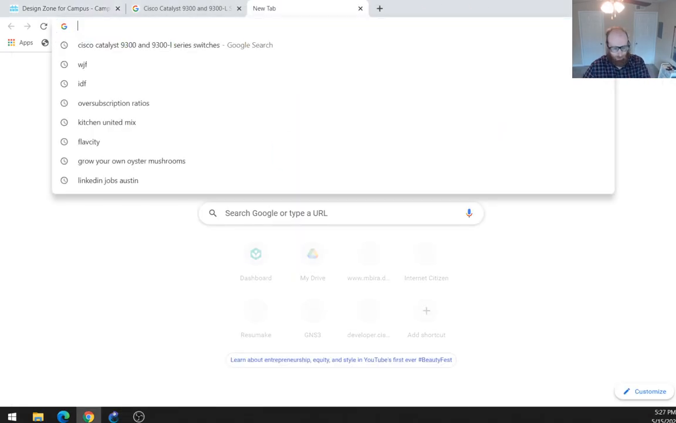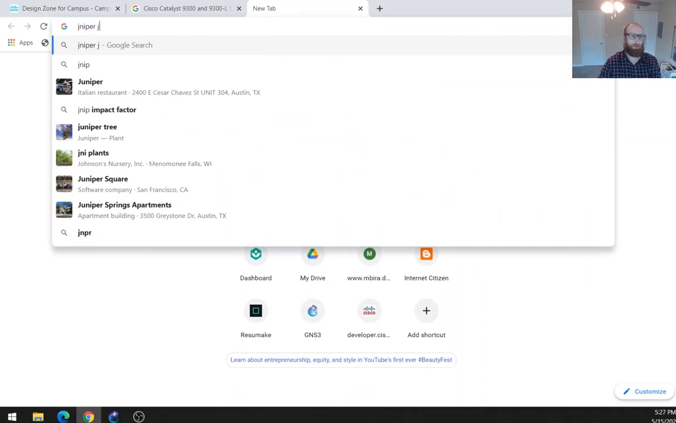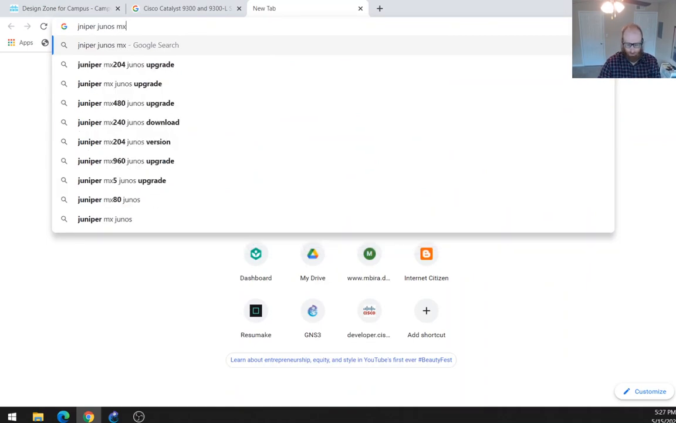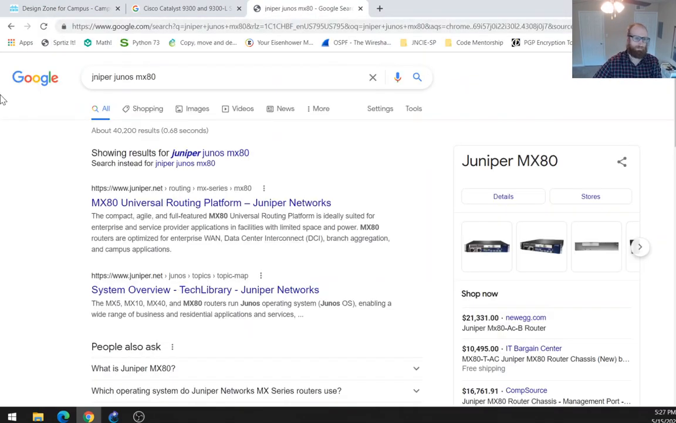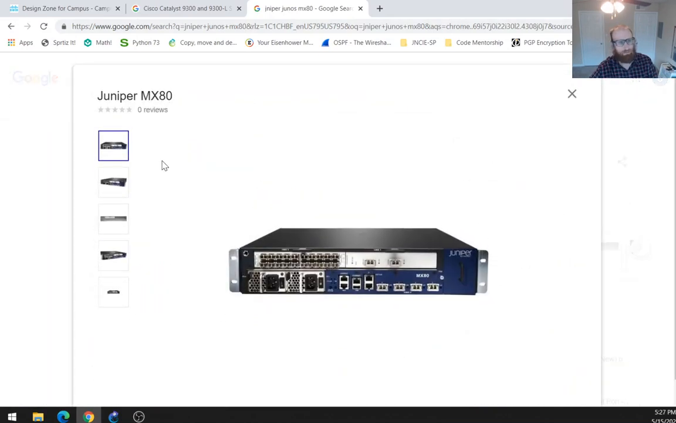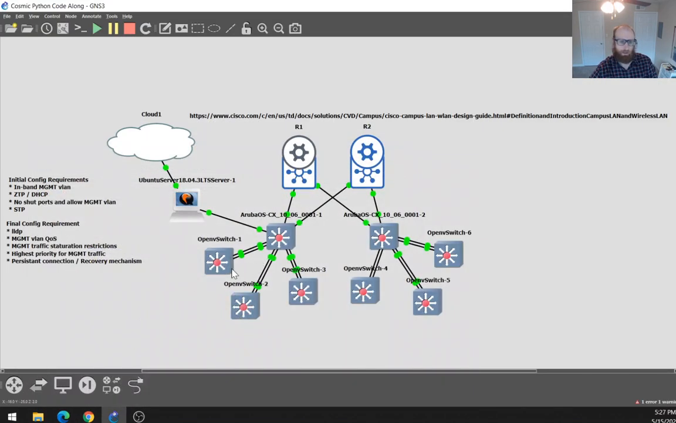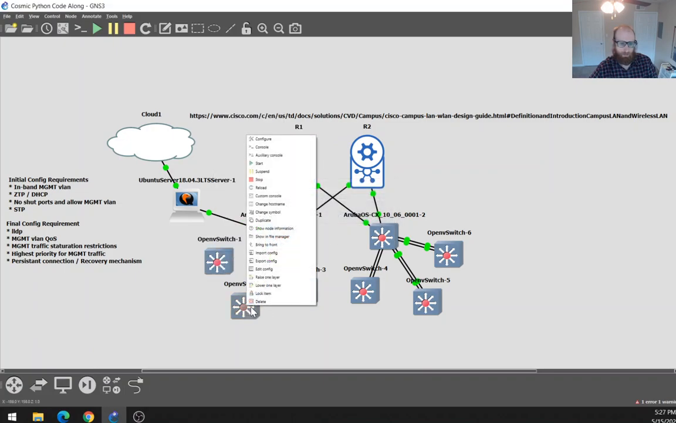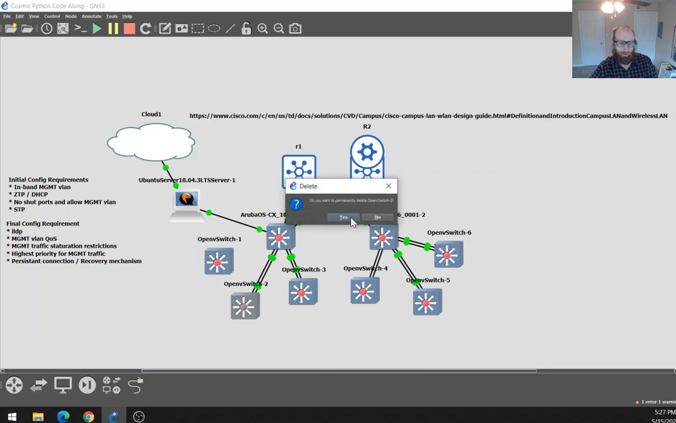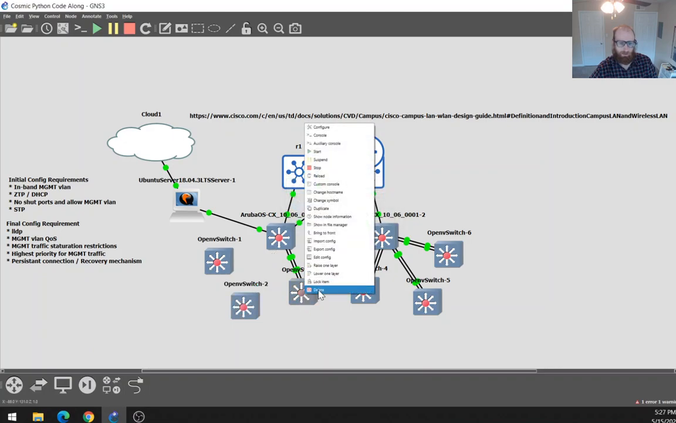purchase. So let's say Juniper Junos MX80. We actually get a picture of a device that you can actually purchase and implement. So that's what we're going for. There's nothing like that for Open vSwitches because they are not meant to be actual physical devices.